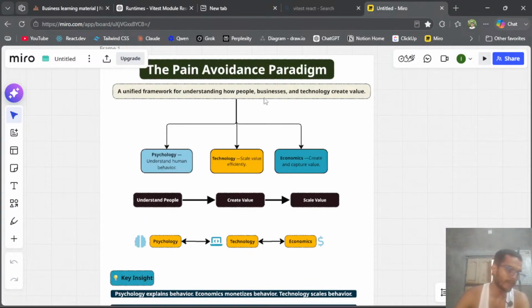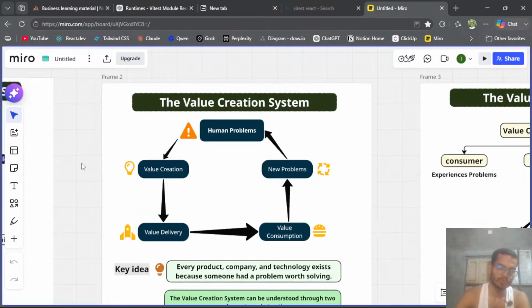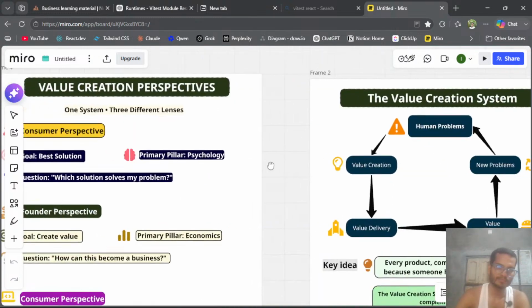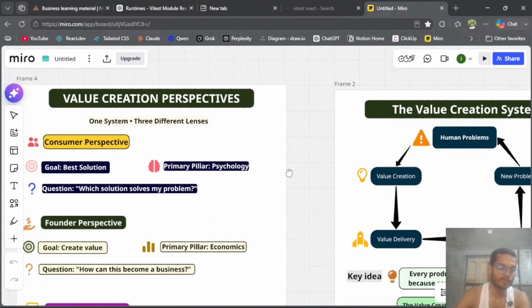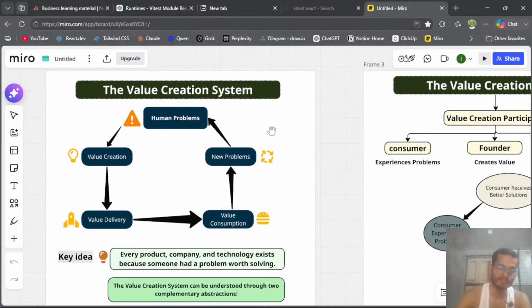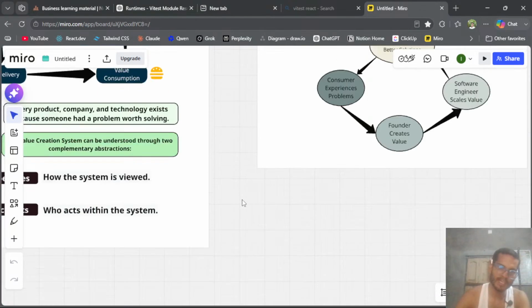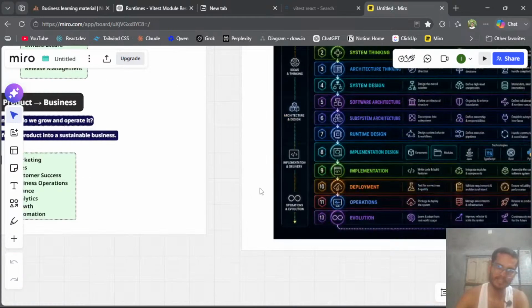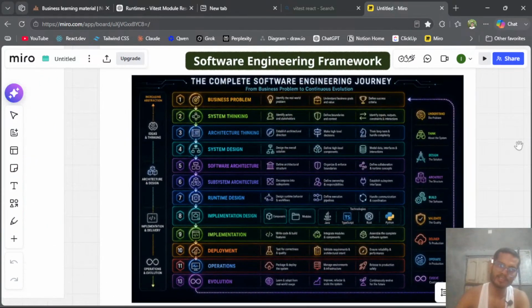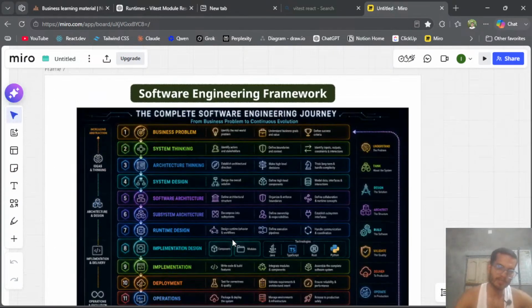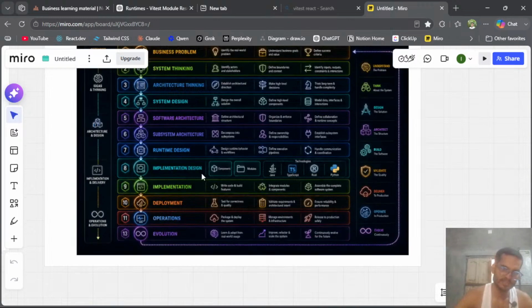We have a pain avoidance paradigm. We also talk about value creation. A lot of motivational speakers talk about how we have to create value like that. So I created the entire workflow. If you look at it, this is your role right now. So this mental model, you know very well, because you are a software developer.